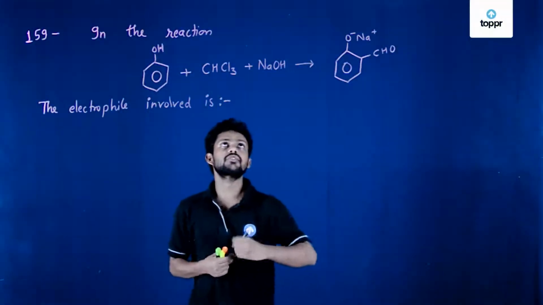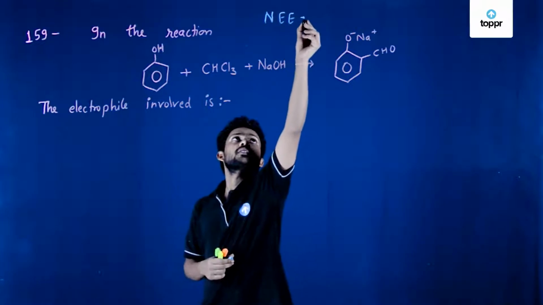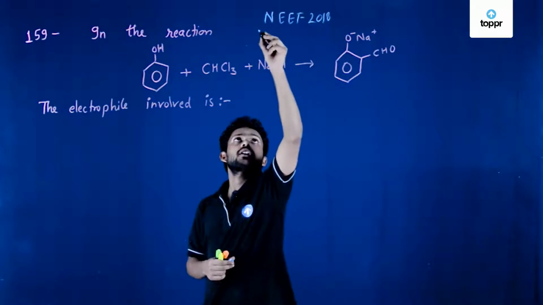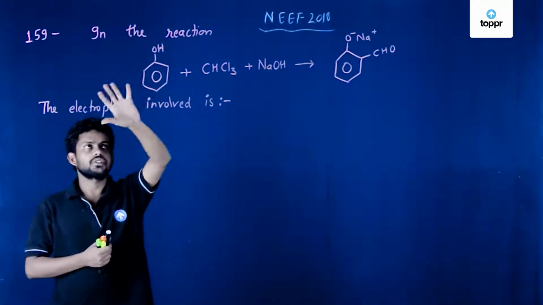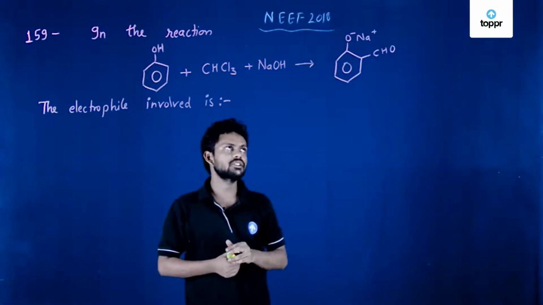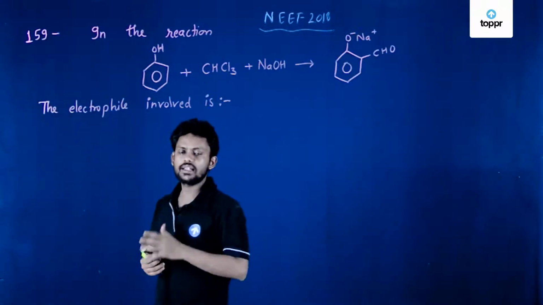So this is another question from NEET 2018 examination. Question number is 159. Okay, so what they are asking in the question is the following. So they have given you a reaction. Okay, so the reaction is phenol in the presence of chloroform and sodium hydroxide gives you this product. Okay, and they have asked what is the electrophile involved in this reaction.